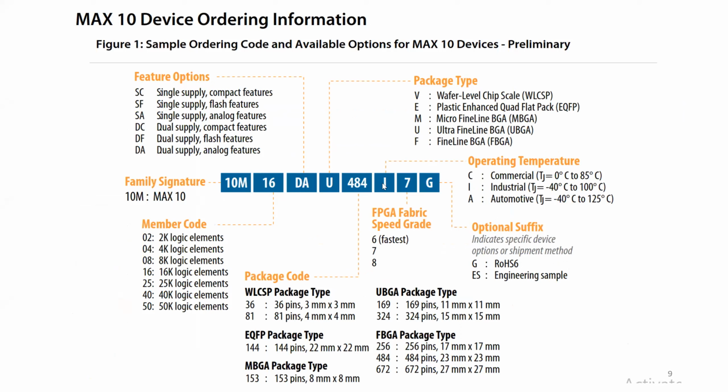This is the code associated with our device. The 10M means this is the Max 10 family. 16 says the memory on this is 16 kilobyte. DA means dual supply, as you can see here, dual supply analog features. And the U is the package type, ultra fine line. This is how it is manufactured.